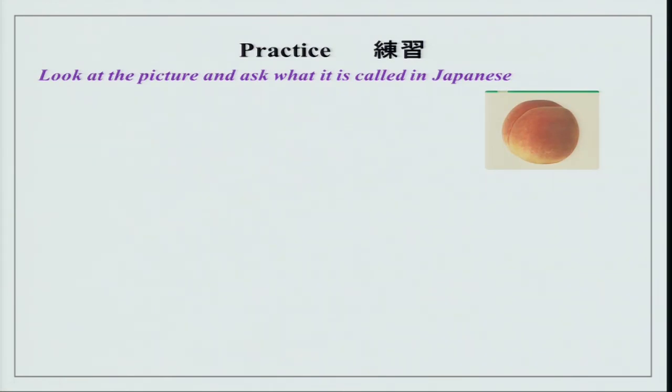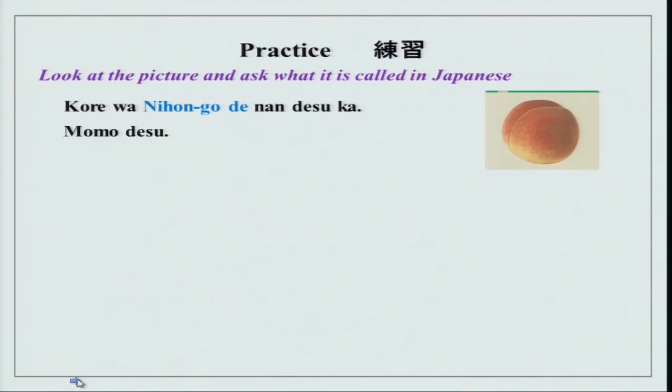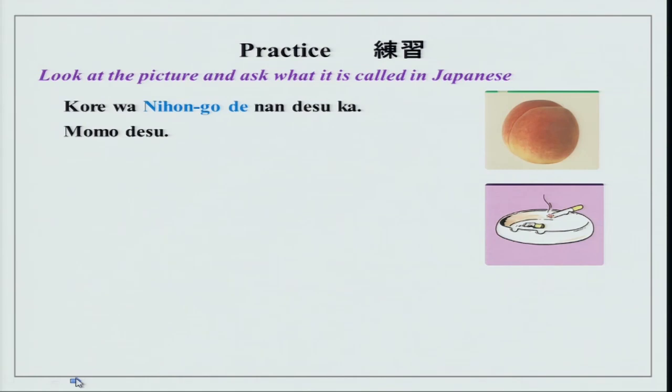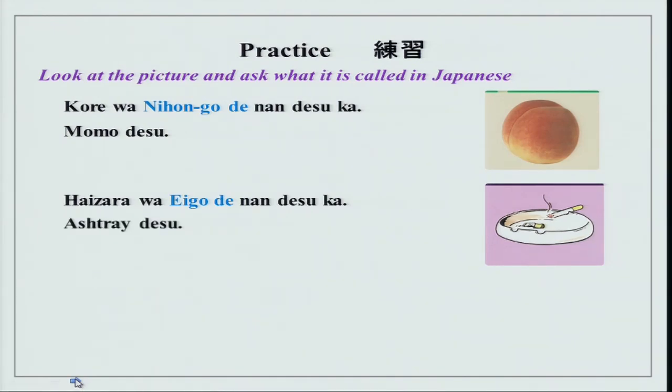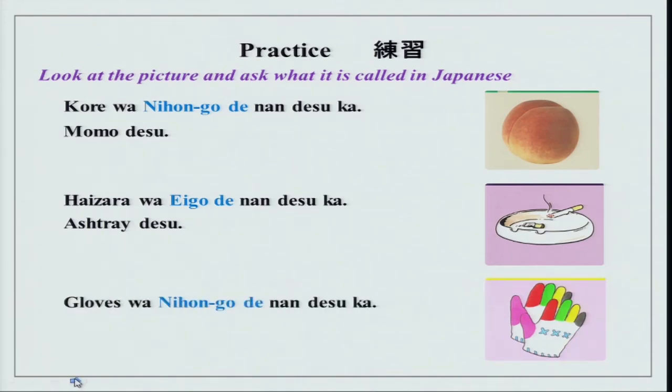It is a picture of momo, which is peach. Let us see what the question is. Kore wa nihongo de nan desu ka? Momo desu. Simple answer, momo desu. We have another picture for you, ashtray or haizara. So, let us see what the question is. Haizara wa eigo de nan desu ka? Ashtray desu. Now, we have another picture over here. This is gloves. So, the question is, gloves wa nihongo de nan desu ka? Tebukuro desu. So, this is how you can ask anything about anything, what it is called in a certain language or what it is in a certain language.